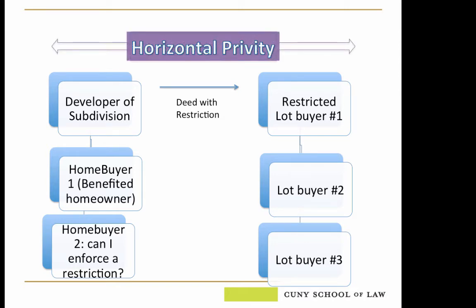In contrast, if two neighbors who already own their land make a contract promising each other not to use their property in certain ways, they are not in horizontal privity for purposes of the law of covenants. They have a contract, but it will not run with the land as a covenant, although it might bind later owners as an equitable servitude, as we'll see in a minute.